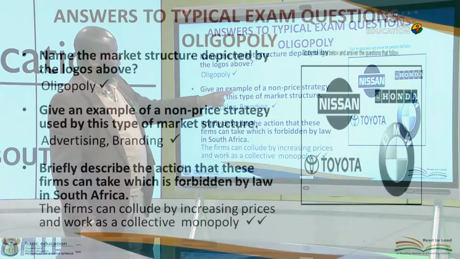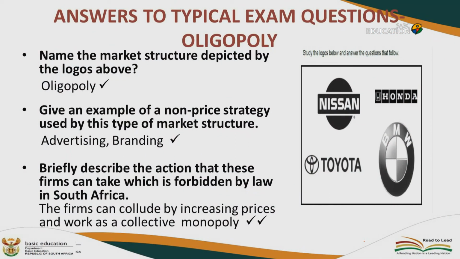Number 2, give an example of a non-price strategy used by this type of a market structure. Advertising, branding, and all those other ones that we gave in our discussion. Number 3, briefly describe the action that these firms can take which is forbidden by law in South Africa. What can they do? What did we say is illegal in South Africa? The firms can collude by increasing prices. So the action that is illegal here, that is forbidden by law, is collusion. So they can collude by increasing prices and work as a collective monopoly.